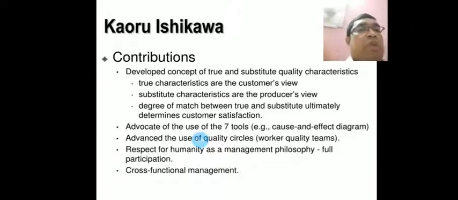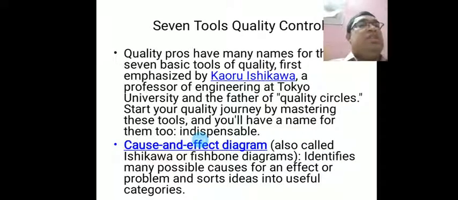He was also an advocate of the use of the seven tools, which are very essential, and these focus on the cause and effect diagram. He also advanced the use of quality circles and worker quality teams. Respect for humanity as a management philosophy, full participation, and cross-functional management were also emphasized by Ishikawa, and this is basically the seven tools of quality control.